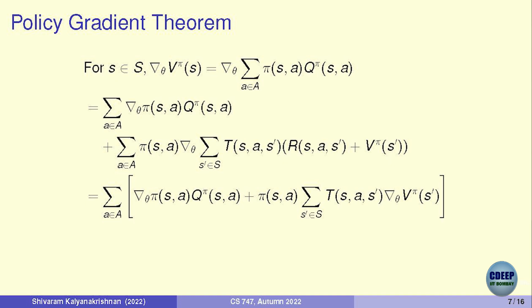So let's now collect these two things together. The first comes in exactly as it is: sum over actions, gradient of pi times Q, plus pi of SA times, T doesn't actually depend on theta, it's like a multiplying constant, sum over S prime, T of SA S prime, gradient of V pi of S prime. Now take a small breath and try to see what's going on here. Does this remind you of Bellman equations? Yes, it usually does, because here we have a gradient of V pi of S expressed in terms of various things and then again the gradient of V pi of S prime.